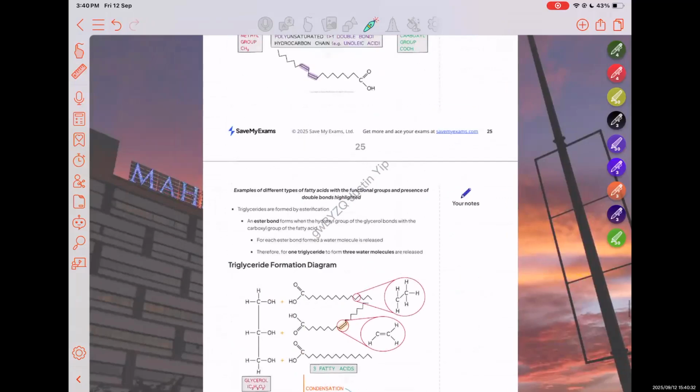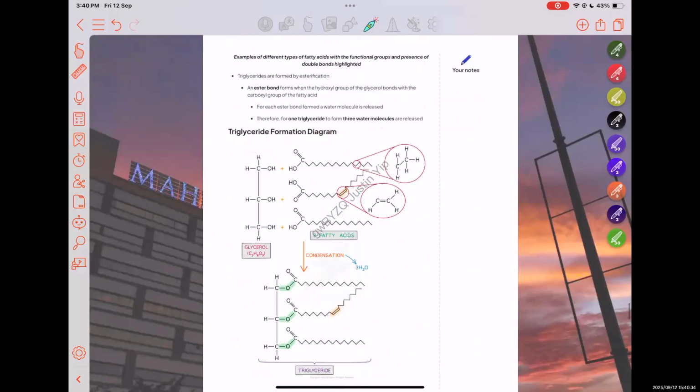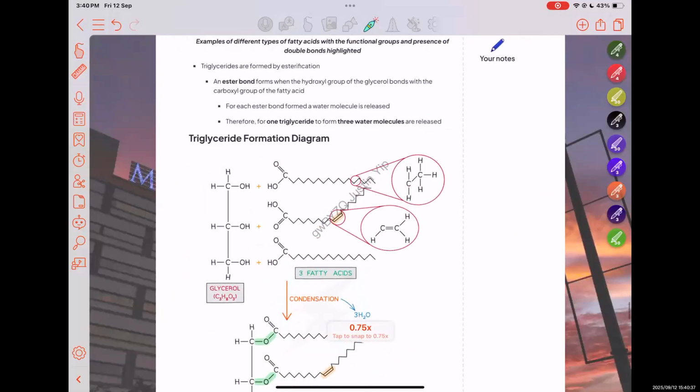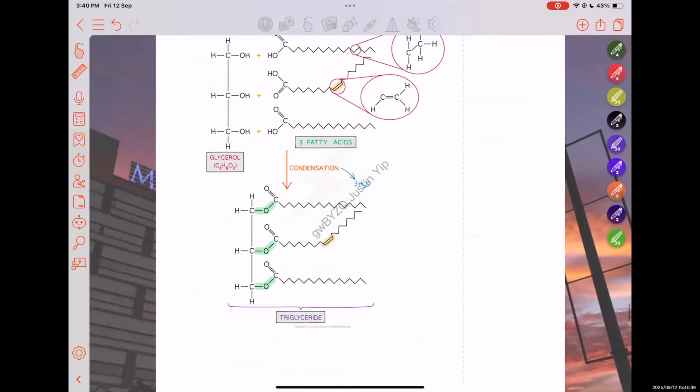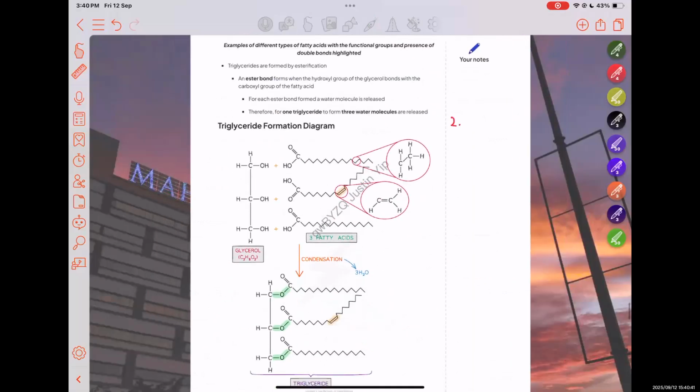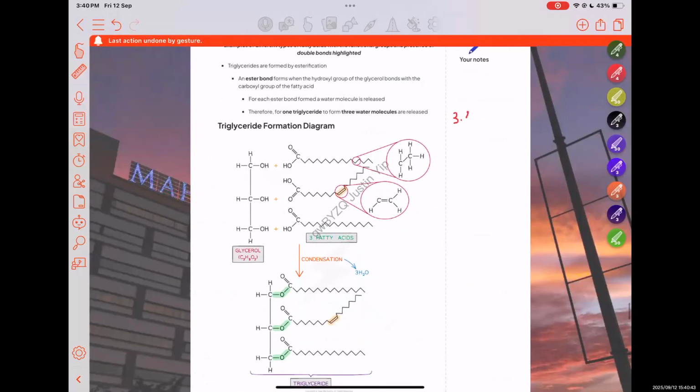I think we can take a short break lah. We can take a short one, 3 minutes break. Okay. Then we continue with triglycerides. Because today a bit packed lah, the knowledge.